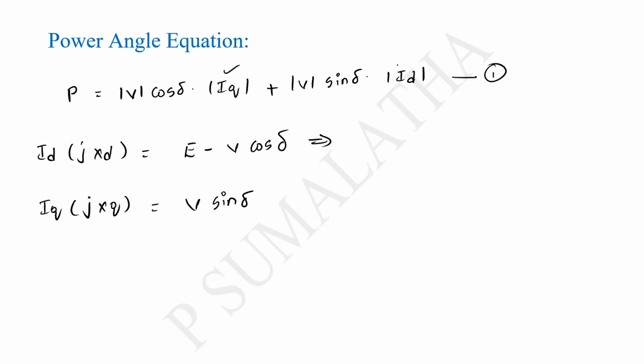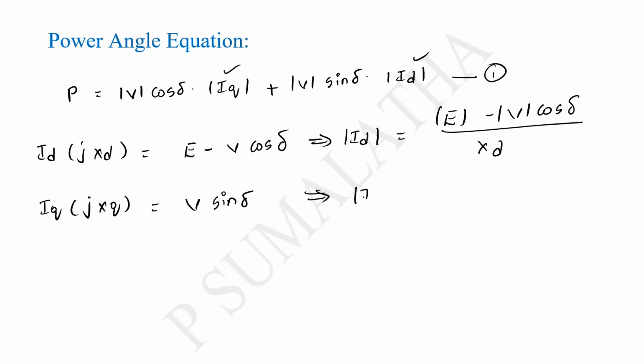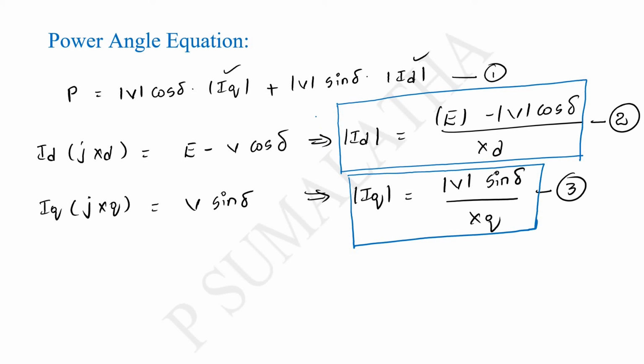So I am interested only with respect to the magnitudes. So I can write |Id| as (|E| minus |V| cos δ) divided by Xd, and the Iq value as |V| sin δ divided by Xq. Let me consider this as equation number 2 and this as equation number 3. By substituting these two values in equation number 1, we can get the equation for power angle.